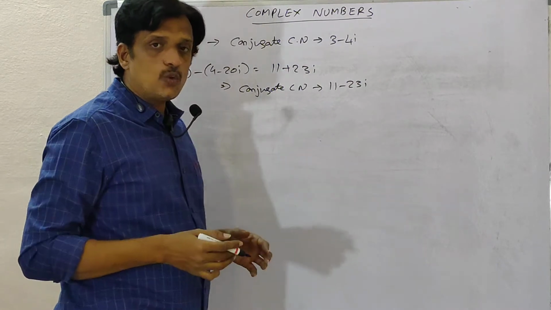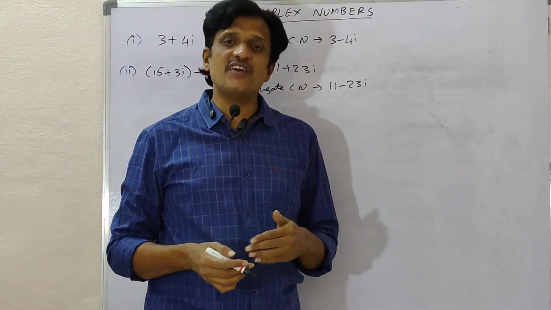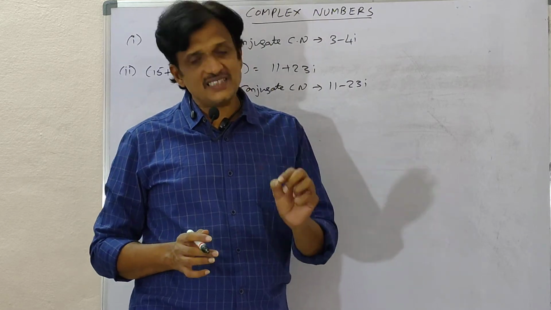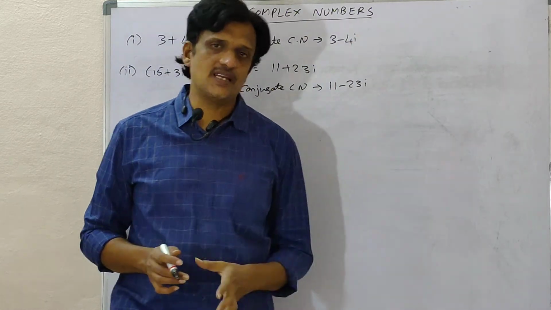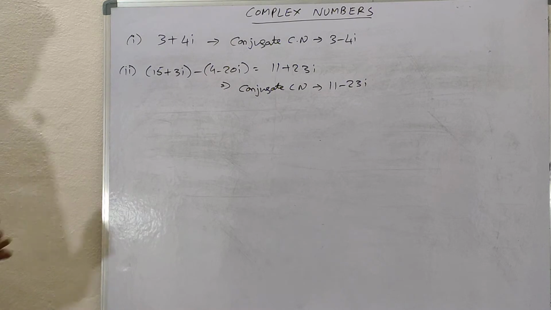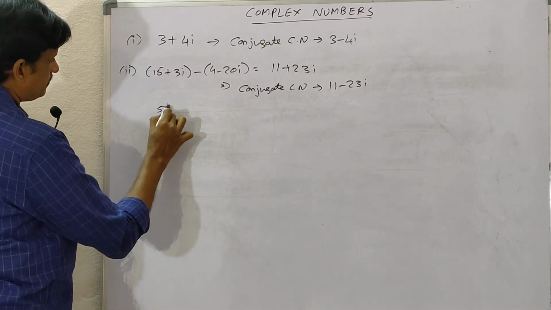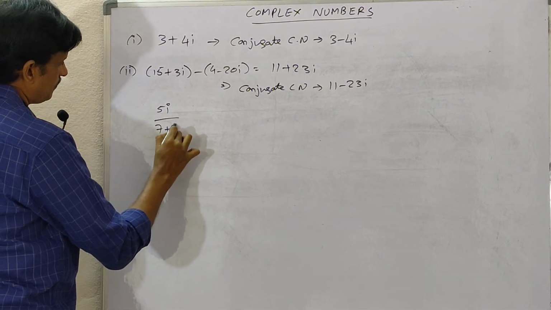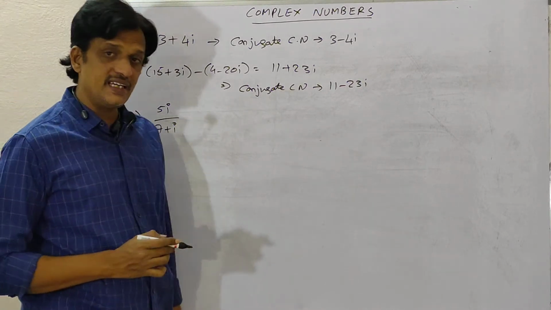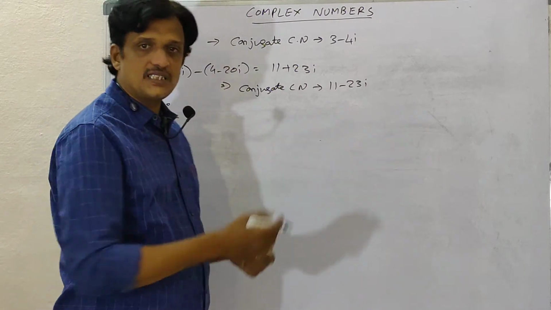That means we just need to write the given complex number in the form of a plus ib or a minus ib according to the given, then just change the sign and write its conjugate complex number. Here the next one is 5i by 7 plus i. Write its conjugate complex number.